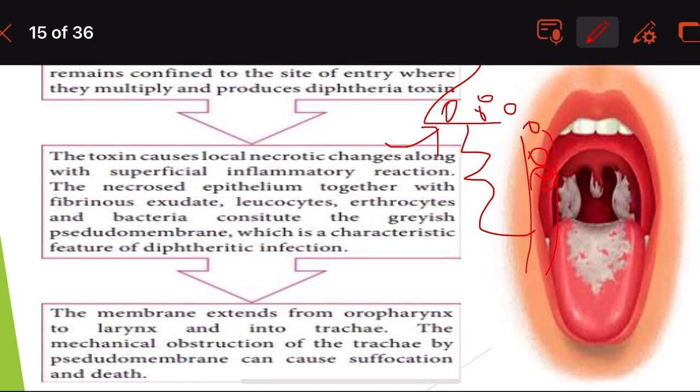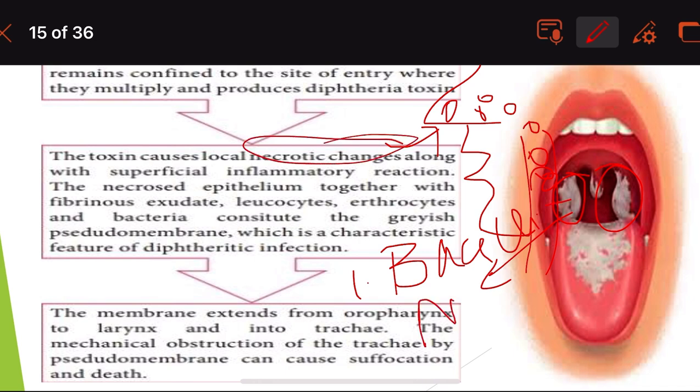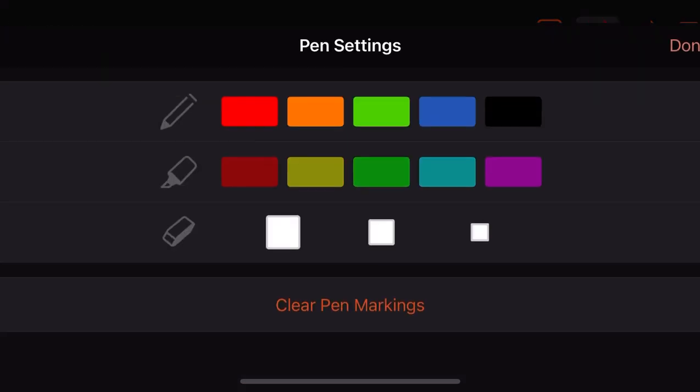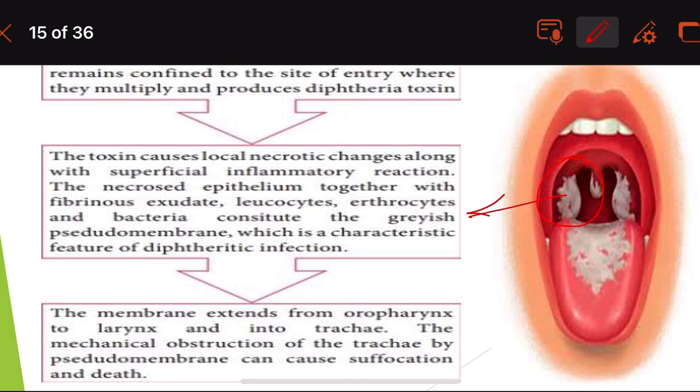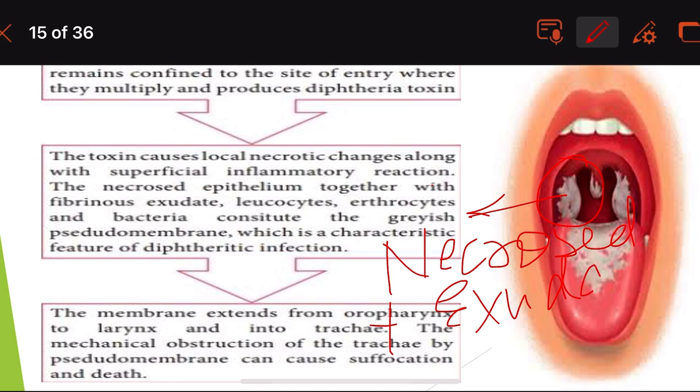Let us repeat. What does this diphtheritic membrane constitute? One, the bacilli, which locally cause the inflammatory changes and then the necrotic changes. And this necrosed epithelium, what does it contain? Let us have a clear picture here. This diphtheritic membrane contains the necrosed epithelium followed by exudate. What exudate? Fibrinous exudate, and leukocytes, erythrocytes and the bacteria together constituting the greyish pseudomembrane.